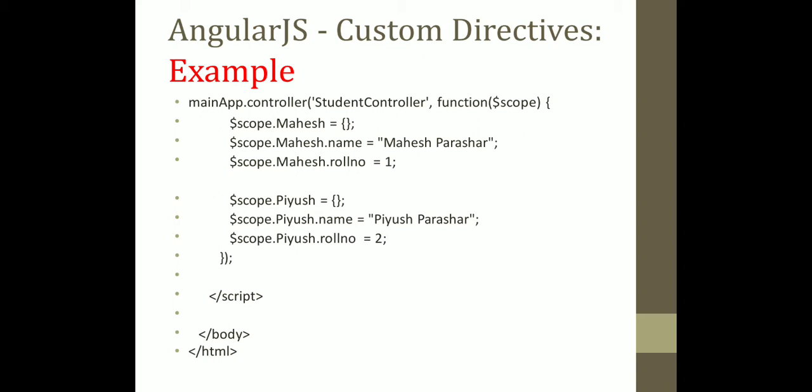Then for the second we have used the same details with the name Piyush. The same details are given for that particular name, that is Piyush.name and Piyush.rollno, and the particular values are defined. So this is the main controller part in this custom directives example. Now the script has ended, and the body and HTML tags are closed.